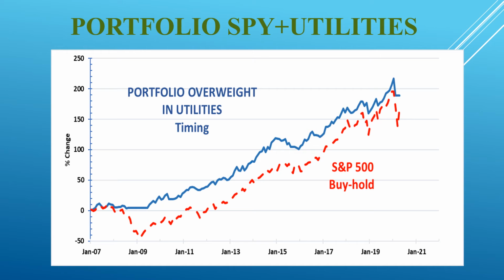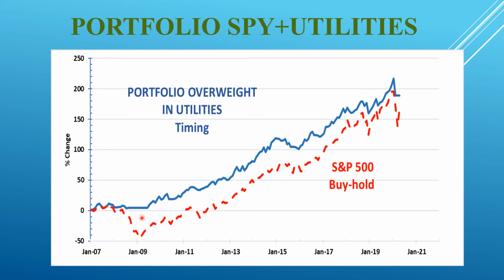Then I asked myself, what happens if I add utilities to a diversified portfolio like the S&P 500? This is the ETF for the S&P 500. So I overweight an average portfolio with utilities. What happens? Well, this is the performance using always the time and selling rules, or using the 200-day moving average, by the way. Again, the performance is great.